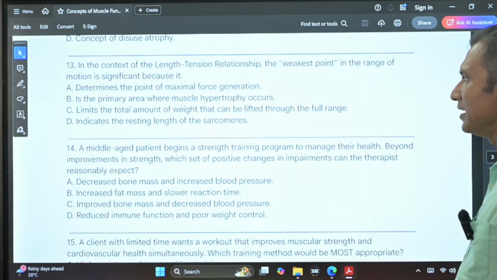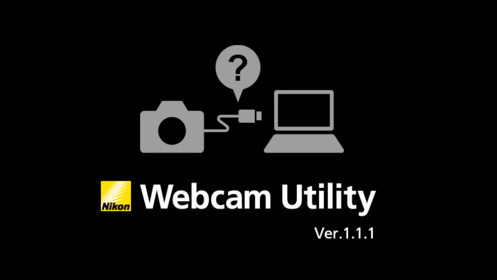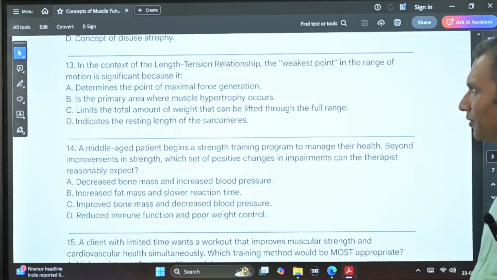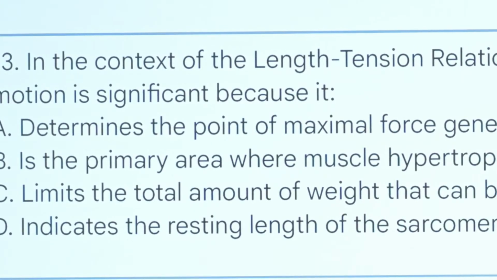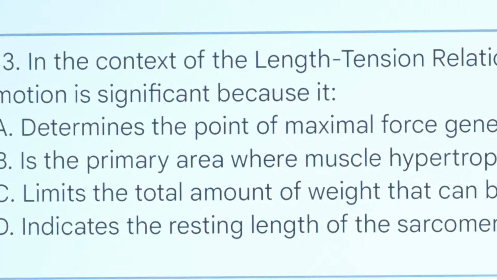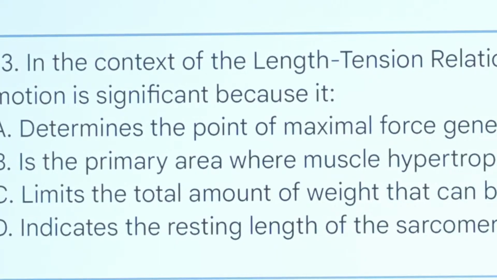Again, a very tricky question where multiple answers are conflicting and competing for the top spot. Select your best choice. A, B, C, and D. So question number 13. So our team will zoom it for you. In the context of length tension relationship, the weakest point.